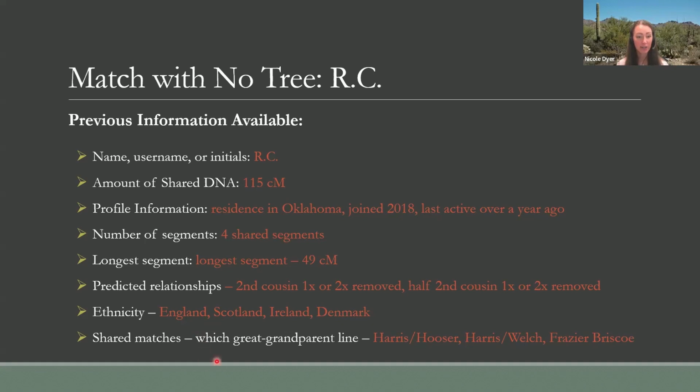And then the shared matches, which is the most helpful thing so far, has pointed to other matches who are already grouped into the Harris Hoosier couple, which is Diana's third great grandparents, and then their son, who married a Welch, Harris Welch, which is her second great grandparents, and then some Fraser and some Briscoe, which are collateral lines that married into the Harris and Welch family. So we don't really know exactly which ancestral couple is correct, and we would like to know.